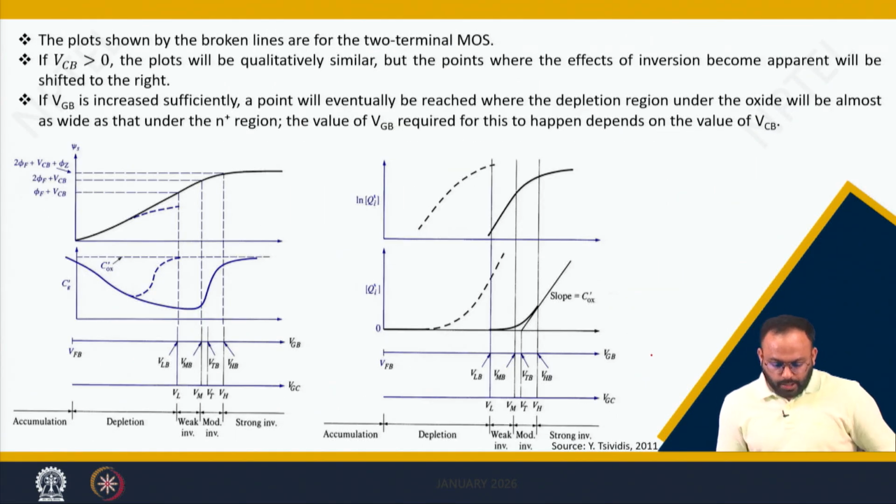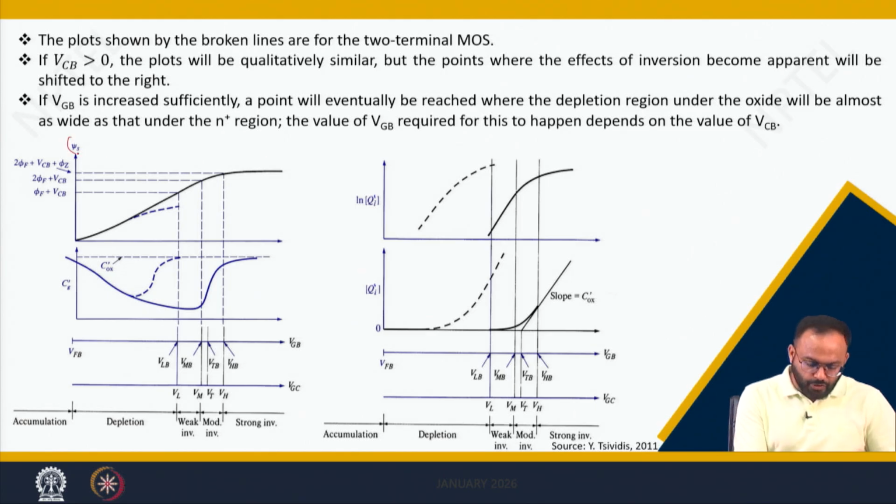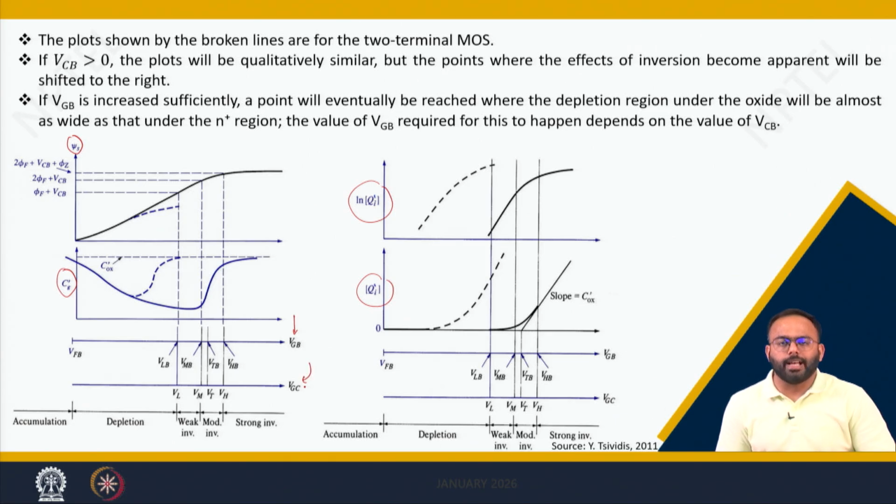So if you plot all those equations, all those crunching equations that we derived for 2-terminal and 3-terminal MOS, ultimately you will end up with a few important graphs where we are plotting psi s, capacitance, and log of Qi dash, meaning inversion charge, with respect to gate body voltage. Here another x-axis is given, which is Vgc, which we will discuss in the next lecture when we discuss body effect. So as of now you consider only this x-axis, where we are talking about a fixed Vcb. What is the impact of Vgb?